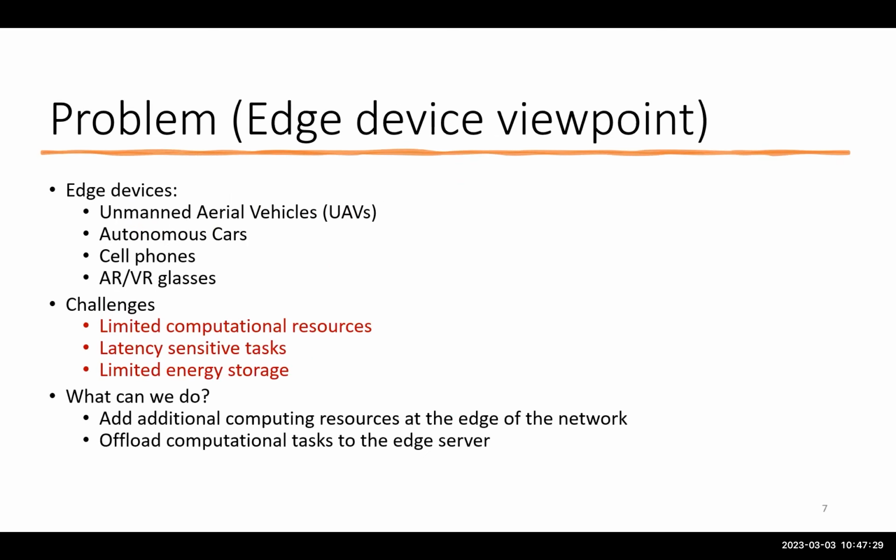Another aspect that we are looking at the problem, if you imagine the first picture I showed you, there were 3 elements: cloud servers, edge devices, and the cellular network. So the second aspect that we are looking at is edge devices. Edge devices for us are UAVs, drones, cell phones, autonomous cars, virtual reality glasses. All of these smartwatches are edge devices.